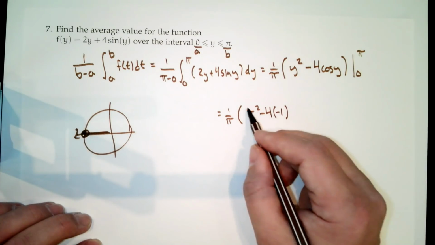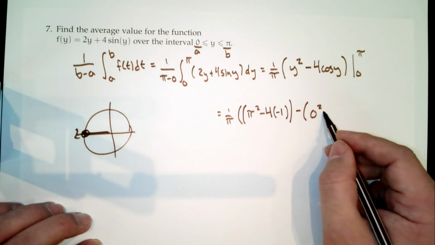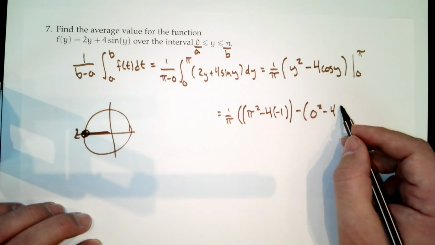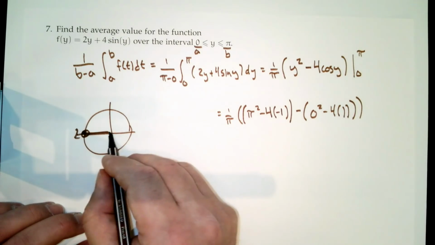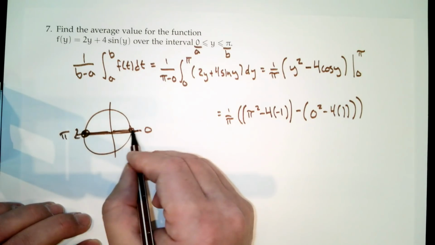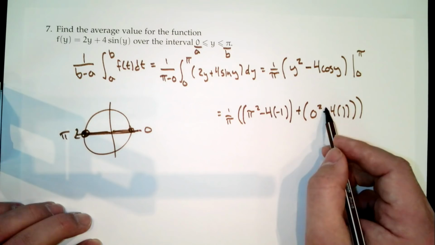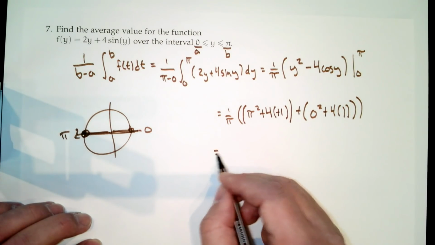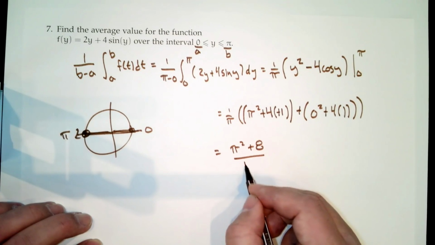Okay, so if I plug in pi, subtract 0 squared minus 4 times cosine of 0. Cosine of 0 is 1. Again, you can think about the unit circle. 0 is this direction, so here's 0, here's pi. So cosine of 0 is positive 1. So if you look, minus minus makes this a plus. Here's another minus minus makes a plus. So we end up with pi squared plus 8 divided by pi.